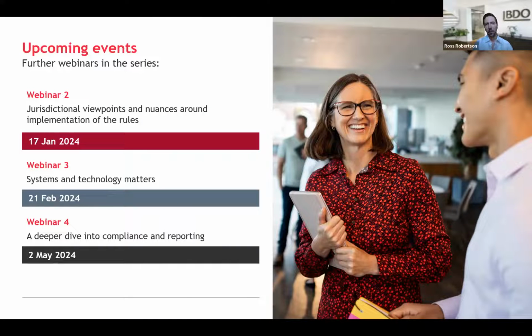We'll then have a deeper dive into systems and technology matters on the 21st of February 2024. As I mentioned, there is a significant data and systems piece to this. We've got a view of the full suite of available solutions on the market, and we've been guiding a number of businesses to determine what solution may be most appropriate for them, and then supporting with the implementation of that.